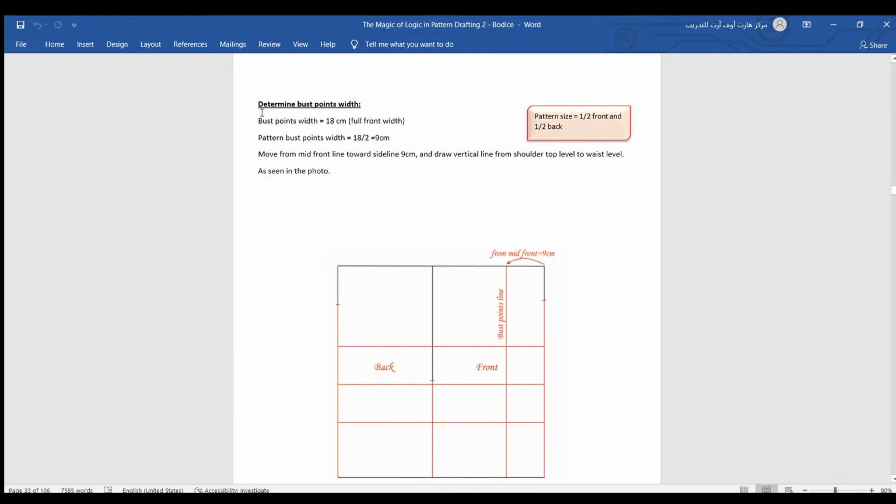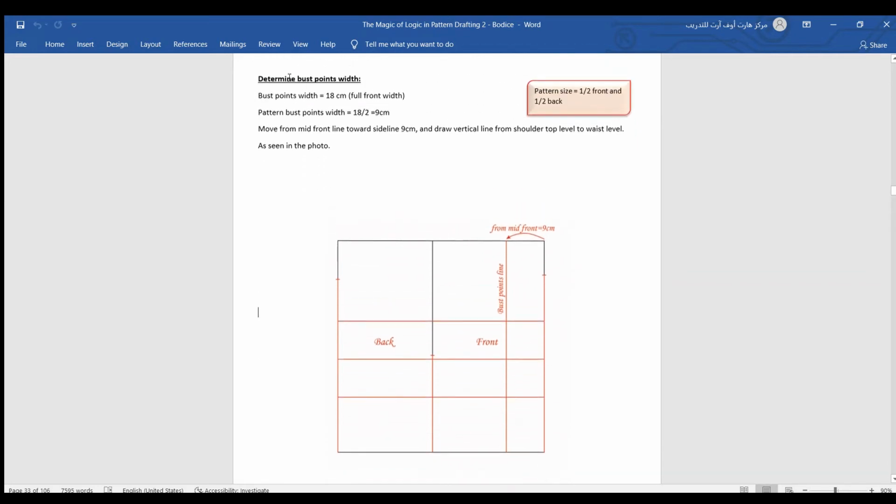Next I will show you how to determine the bust point width. The width between the two bust points was 18 centimeters. Since we are dealing only with half of the body, half of it is 9 centimeters. So we go inside from the mid front line toward the sideline, or the back side, 9 centimeters, then draw a vertical line all the way from the shoulder top to the waist.